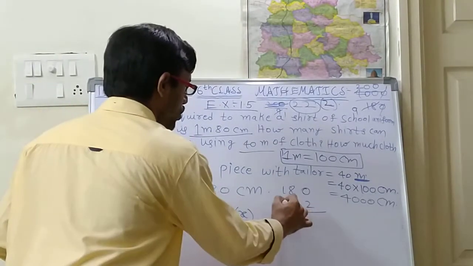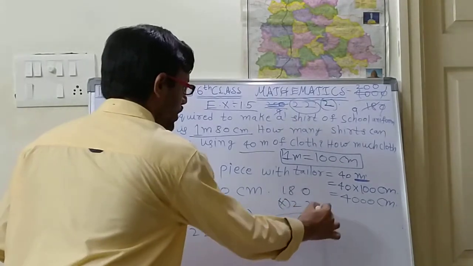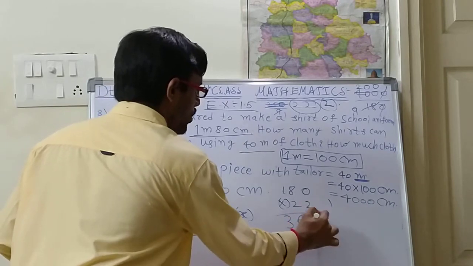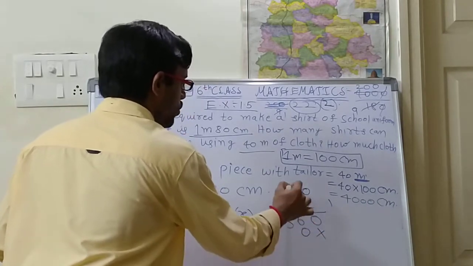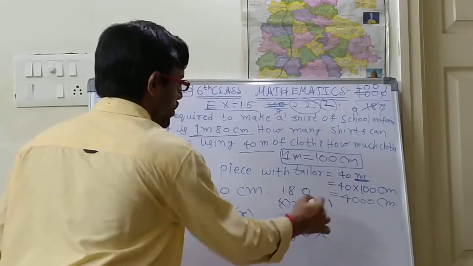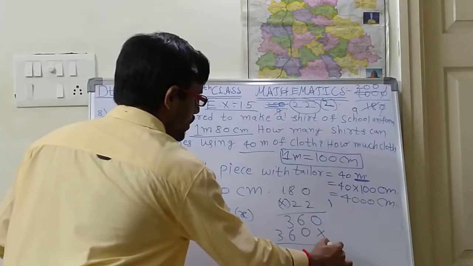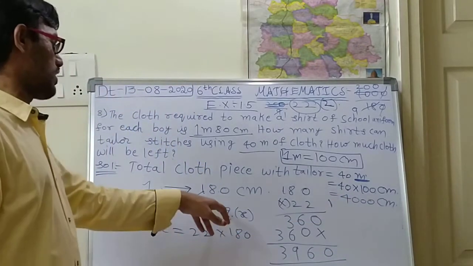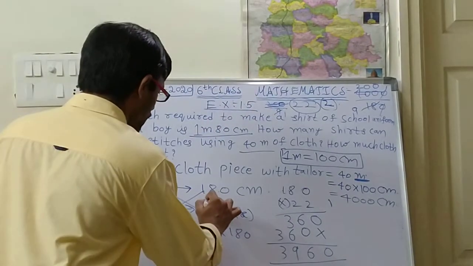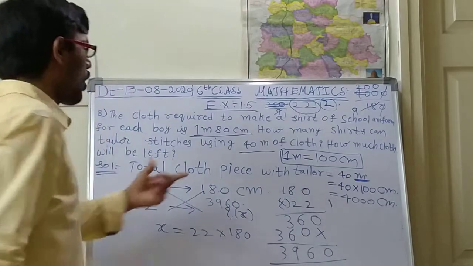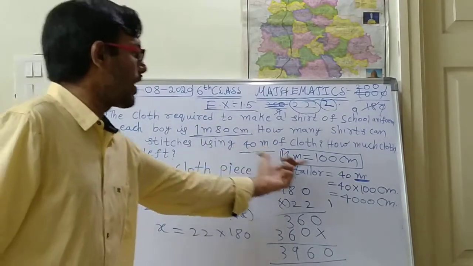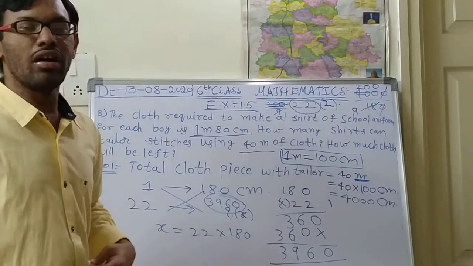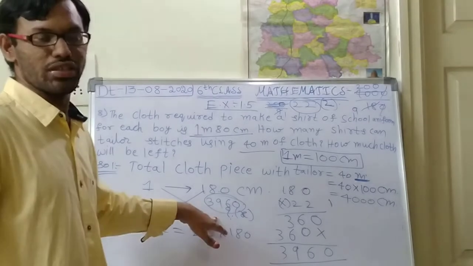2 zeros, 0. 2 eights are 16, carry 1. 2 ones, 2 plus 1, 3. Next, 2 zeros, 0. 2 eights are 16, carry 1. 2 ones, 2, plus 1, 3. So 0, 6, 6 plus 3 is 9, 3. So 3960 centimeters of cloth piece is required. How much cloth piece is there with the tailor? 4,000 centimeters. Till now 3,960 centimeters of cloth piece is used.